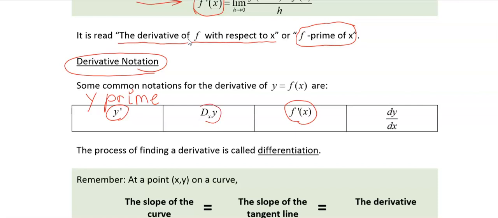Here is another one. You don't see this one very often, but again, it is a symbol for derivative. It stands for the derivative of y with respect to x. Here's another symbol that stands for derivative, dy by dx. So if you see that, remember, it means the same thing as f prime of x, just different symbols, different notations. They all stand for the same thing, the derivative of a function. Okay? And the process of finding a derivative is called differentiation. All right?